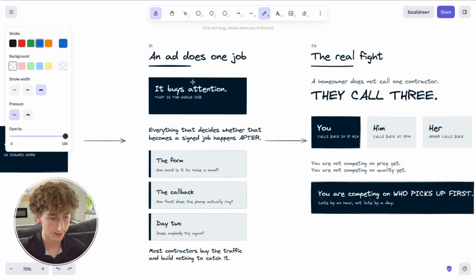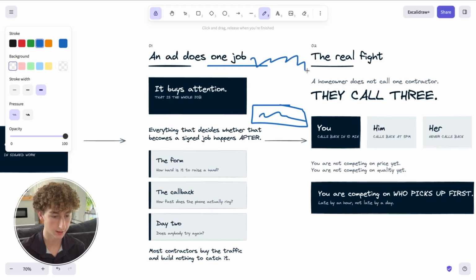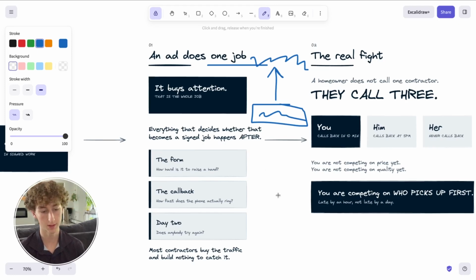All right, next thing I want to go over is the process of what the ad actually does. So what an ad does is literally one job. It buys attention and that's it. So here's your business right here. You guys offer all these services and then you have this pool of your customers right here. All you do is basically buy the attention of these customers through ads. That's literally all ads do. So people expect ads to book tons of jobs, but there's more steps to it than just buying the attention.